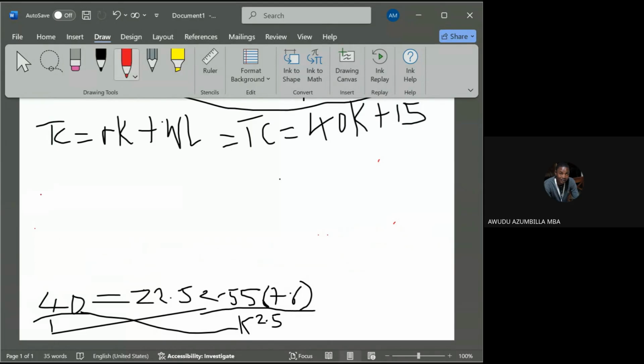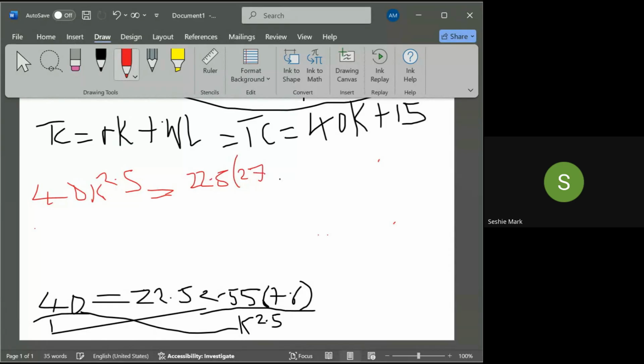So if we cross multiply, we are going to get 40k raised to the power 2.5 to be equal to 22.5 times bracket 2, is it 27? So it's 27556.7.6, 67.6. Okay, this is what we have.